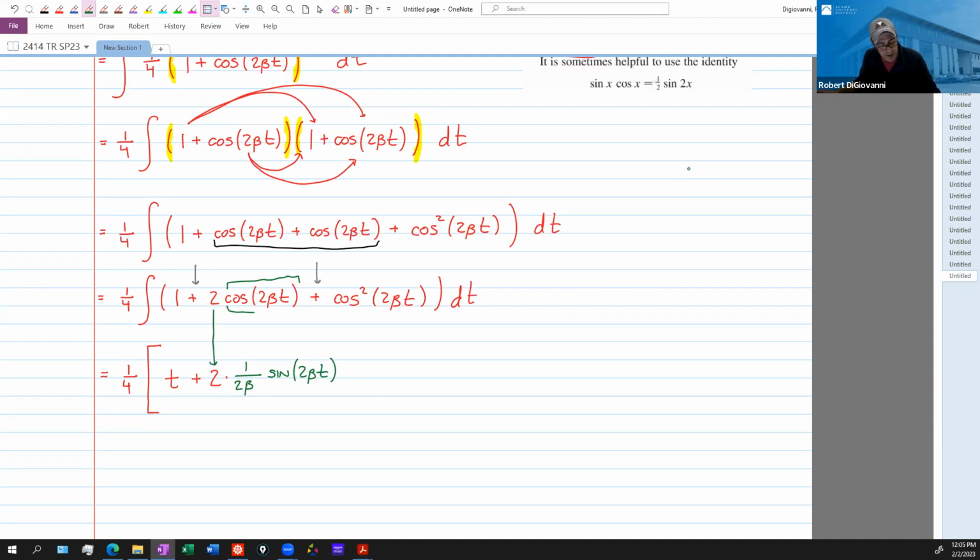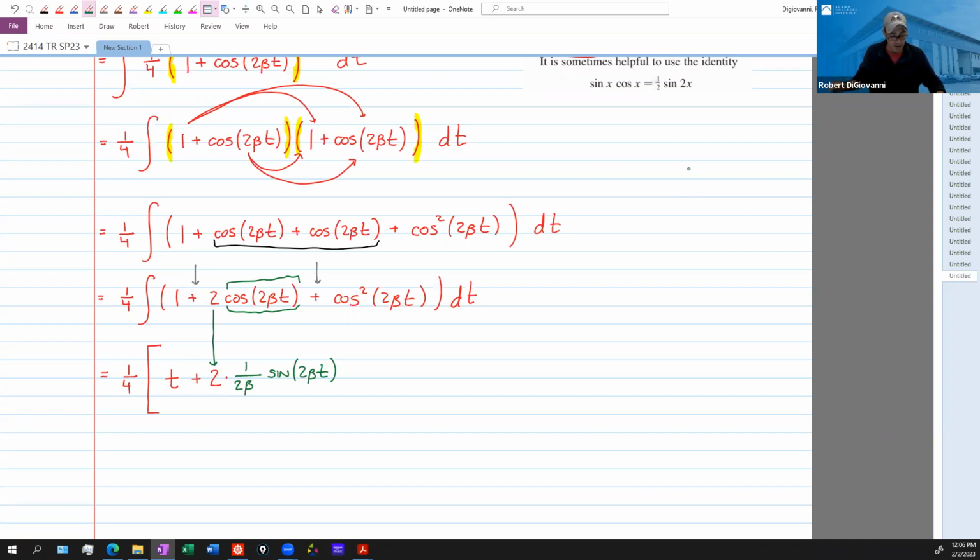And then we actually found the antiderivative of cosine of a linear expression. The antiderivative of cosine of a linear expression would be 1 over the a, right? The number, the coefficient in front of the variable. For us, that's 1 over 2 beta, and then sine of 2 beta t. Okay, is that good so far? Is everyone okay with that?